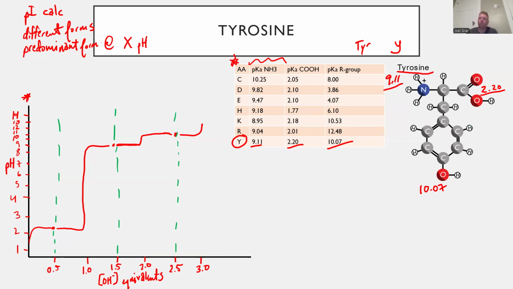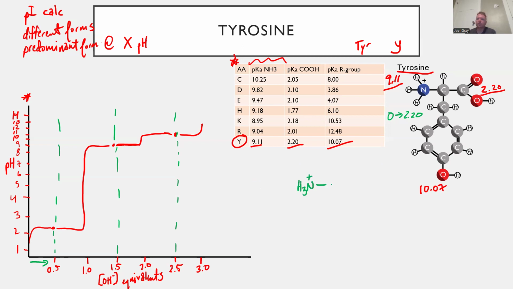So what we have over here on the right-hand side, my fully protonated form of my molecule, is going to be the predominant form from a pH of 0 to approximately 2.20. At 2.20, actually, I have 50% of the molecule looks like this, and then the other 50% of the molecule looks like this.